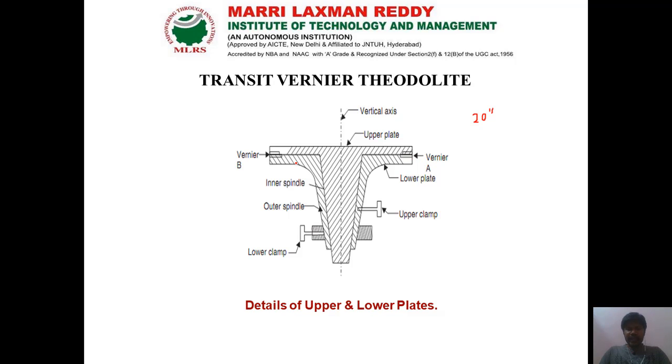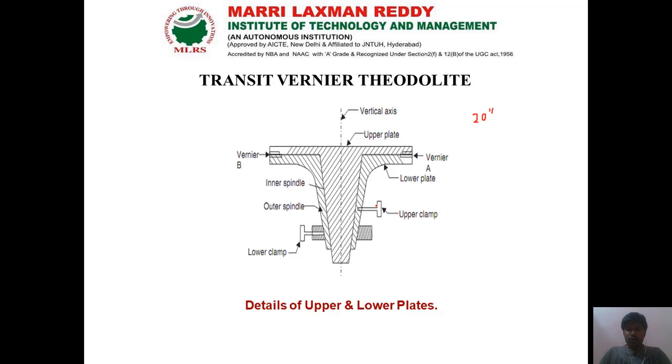Vernier A and vernier B each consist of two scales: one is the main scale, another one is the vernier scale. In the vernier we have 20 accuracy, so that is our least count. By taking the average of vernier A and vernier B, we can get the horizontal angle. Okay, so this is with respect to our upper plate and the lower plate.